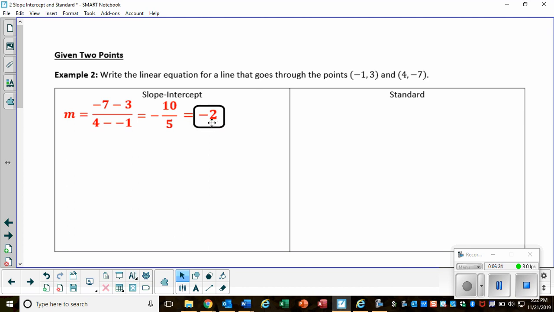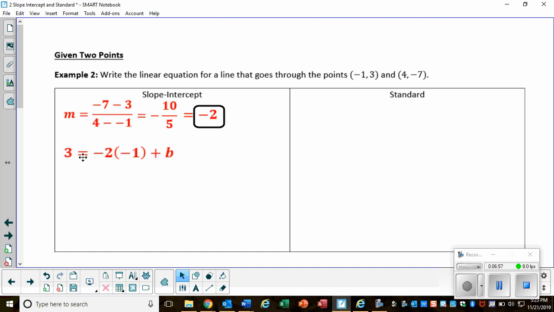Okay? The next thing I'm going to do is I'm going to use that slope and one of these points to find my b, my y-intercept, just like I did on the last example. And it doesn't matter which point you use. I'm just going to go ahead and use this one because it's smaller numbers. So I have an x and I have a y here, and I have my slope. I'm going to plug that stuff in.